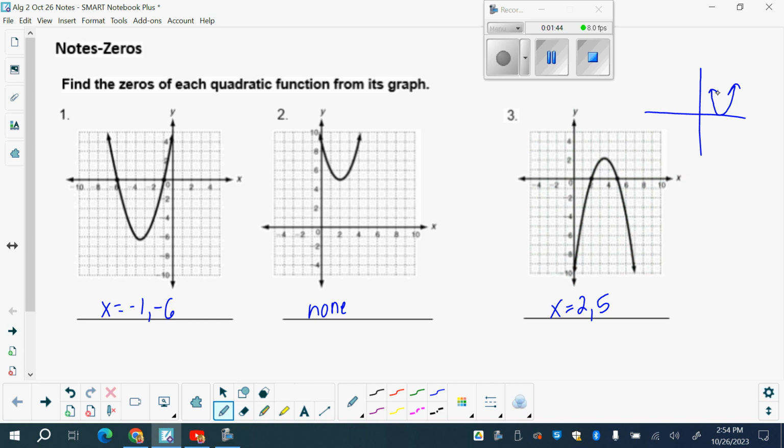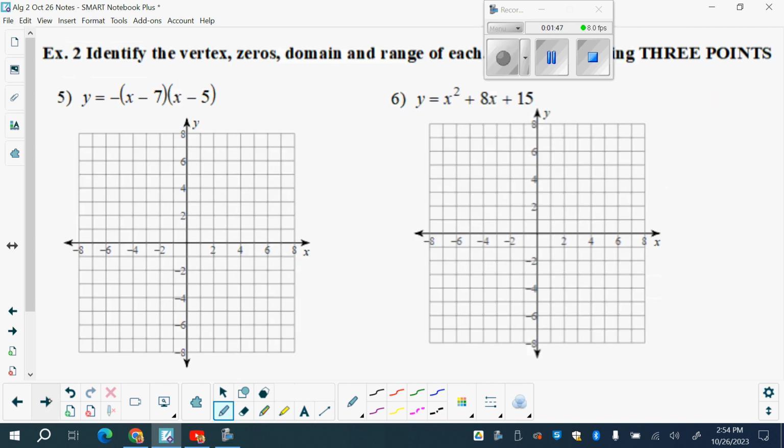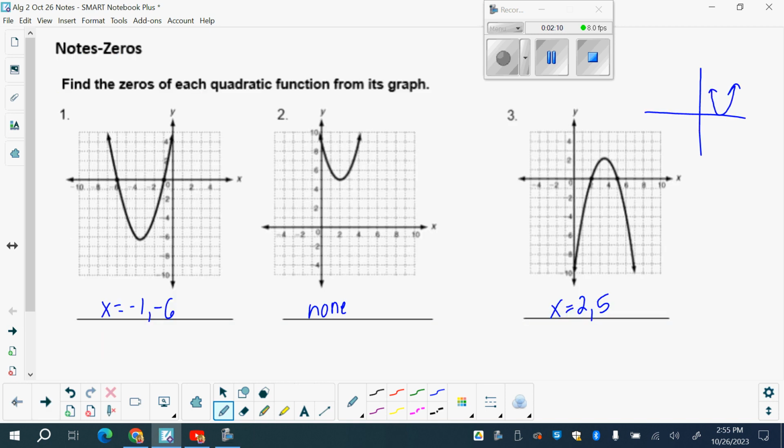So on to the next examples. We want to find the vertex, the zeros, the domain and range of each. And then we're going to make sure we graph using 3 points. So the equation now. How can we find the zeros from the equation? Good vocabulary. So let's go back here. Each of these points would be -1, 0 and -6, 0. These points would be 2, 0 and 5, 0.